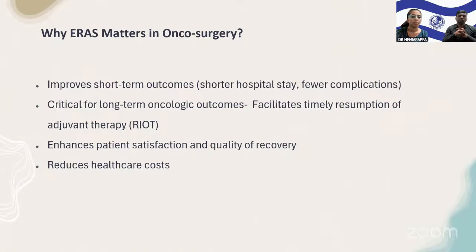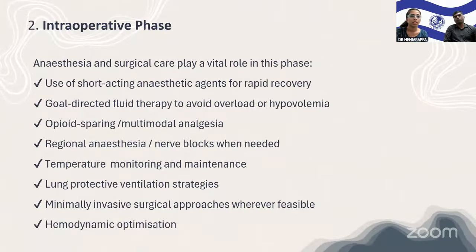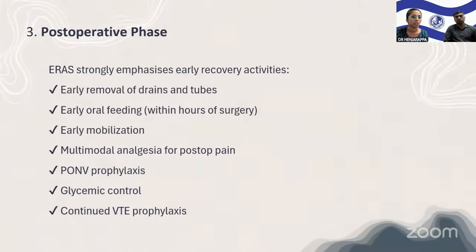adjuvant therapies. And in the preoperative phase, along with the prehabilitative measures which we have already discussed, there is avoidance of prolonged fasting, carbohydrate loading to reduce insulin resistance, venous thromboembolism prophylaxis, avoiding routine mechanical bowel preparation in colorectal surgeries. And in the intraoperative phase, the use of short-acting anesthetic agents for rapid recovery, goal-directed fluid therapy, opioid sparing or multimodal analgesia, regional anesthesia and nerve blocks whenever needed, temperature monitoring and maintenance, lung protective ventilation strategies, minimally invasive surgical approaches wherever feasible, and hemodynamic optimization.